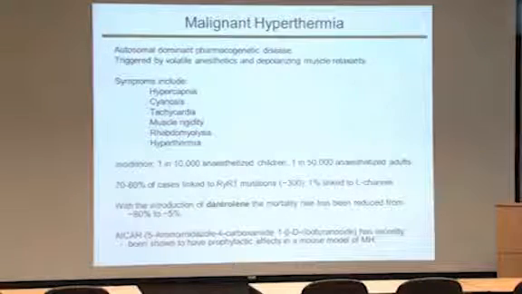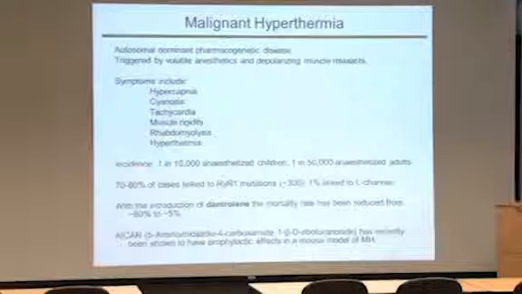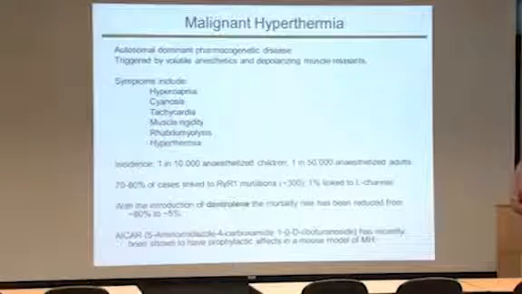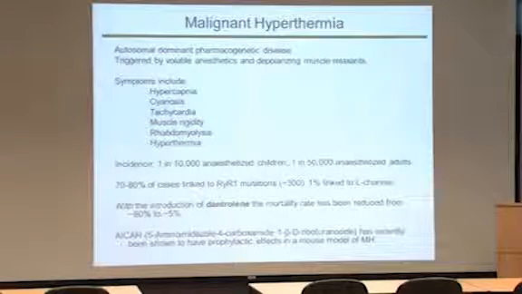If the hyperthermia doesn't kill you, you get muscle damage and leak potassium into the blood. That can cause arrhythmias and cardiac arrest. Incidence is pretty rare. About 1 in 10,000 anesthetized children exhibit this, and about 1 in 50,000 adults. I was once talking to an anesthesiologist and asking why there might be such a difference. It's not that the mutations are more common in kids, it's the way that they anesthetize children.